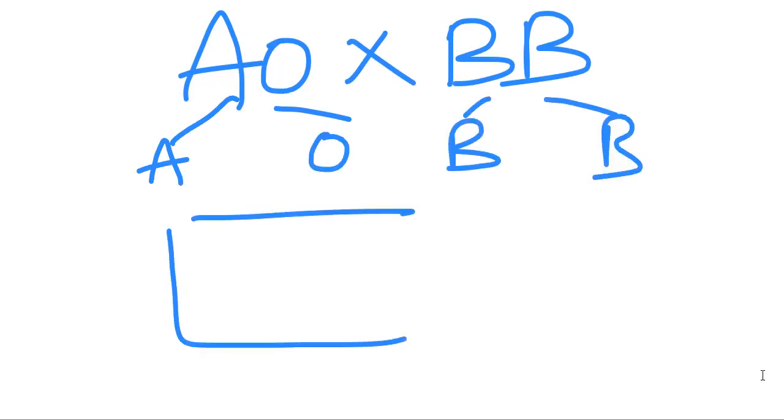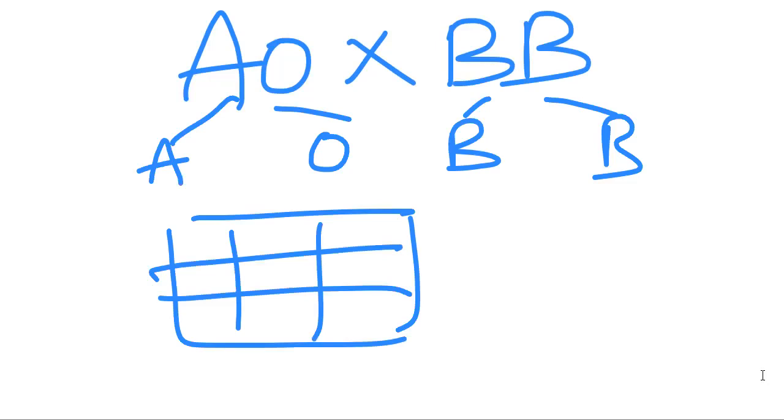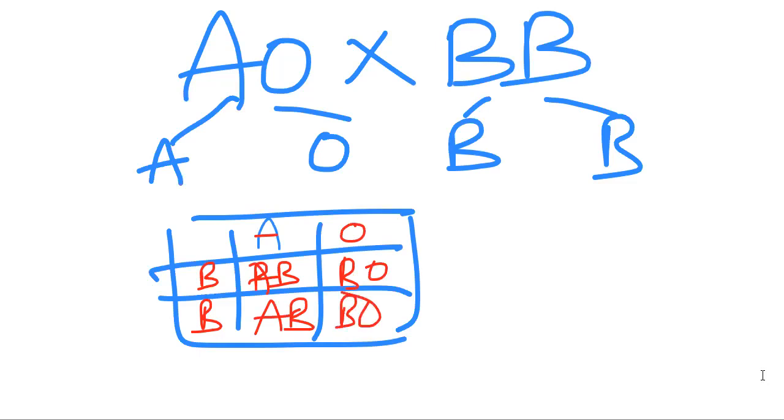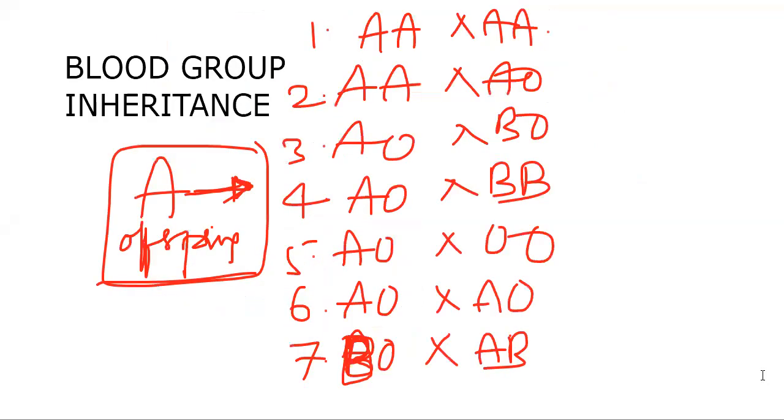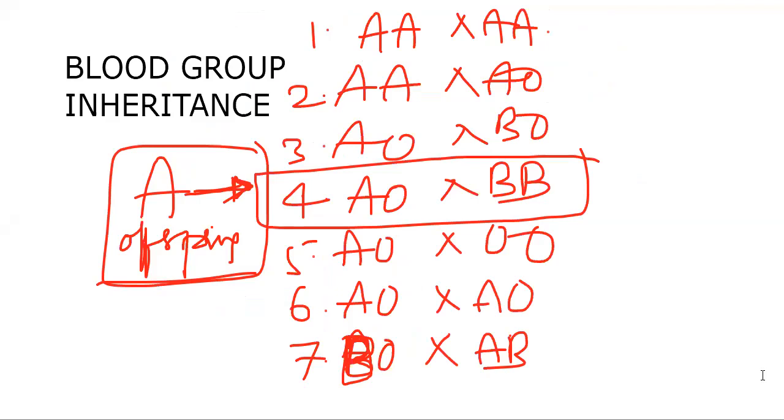Let me take the box. It does not produce A offspring. That's all you have to recognize. AO on one side, B on the other side: AB, AB, BO, BO. See, there is no A blood group for this kind of combination. If you are not able to recognize them, you just do the practice again. Nothing the lecturer can do here. Among these, I said one is wrong: AO, BB, that is wrong.